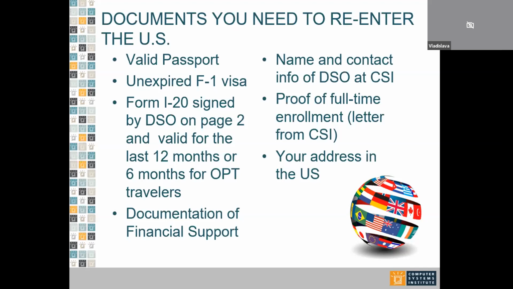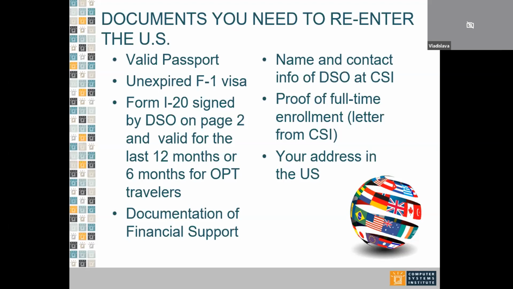You might want to have documentation of financial support. It could be your bank letter, bank statement. You probably provided it during the CSI enrollment. This is how we determine if you are meeting financial requirements stated by SEVP. If you provide a bank statement from your sponsor, you want to provide this bank statement and your sponsor form as well. Please make sure that your bank statement covers 1 full academic year of studies at CSI.